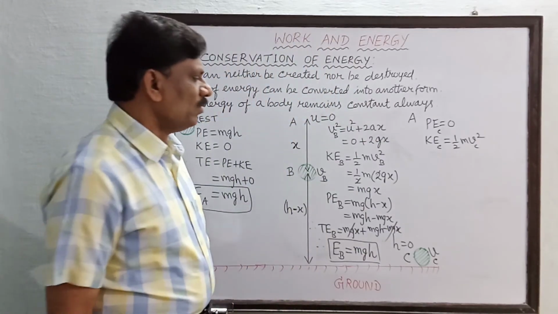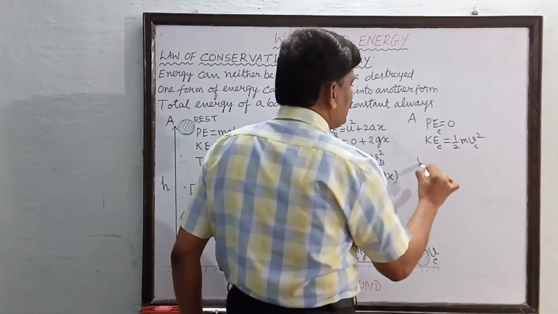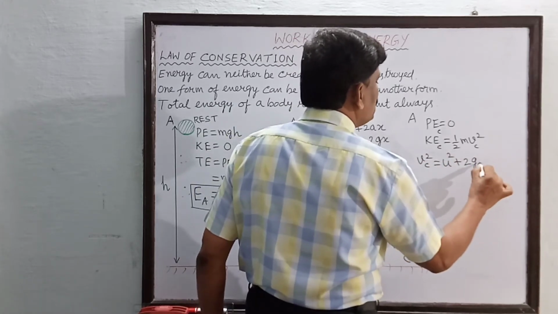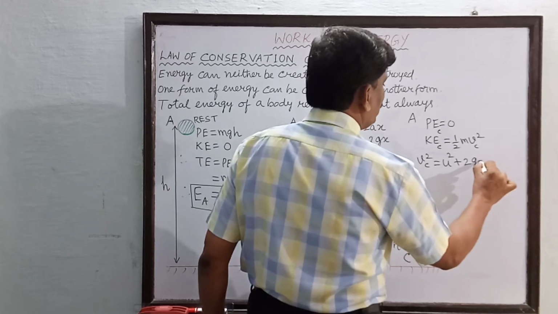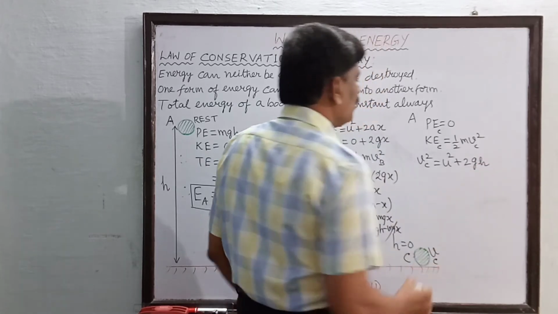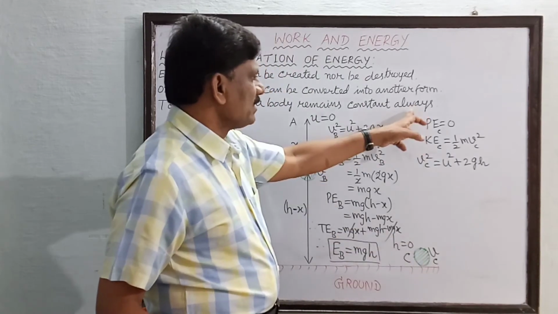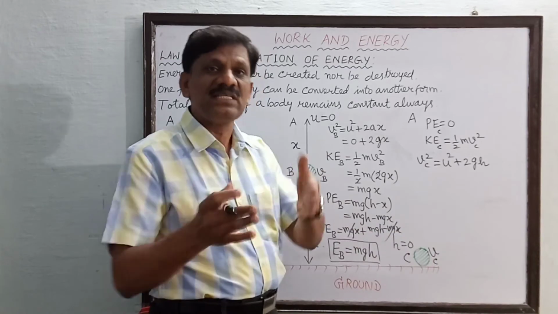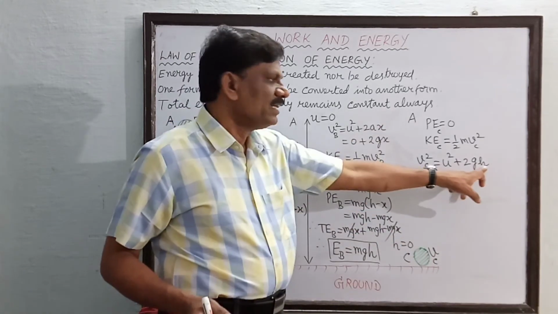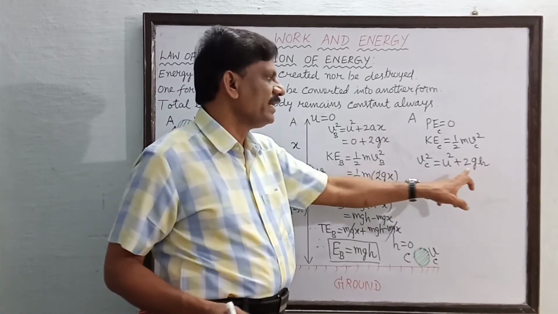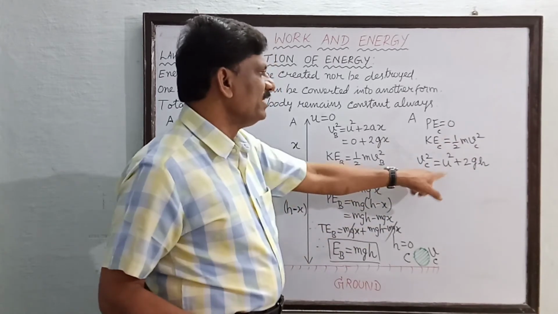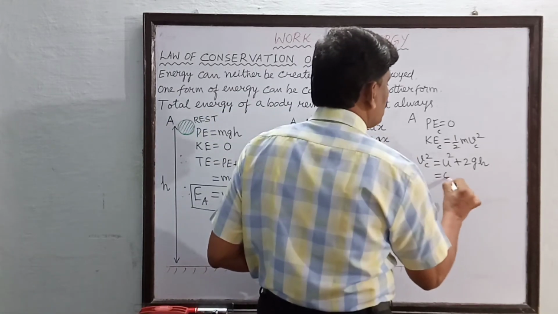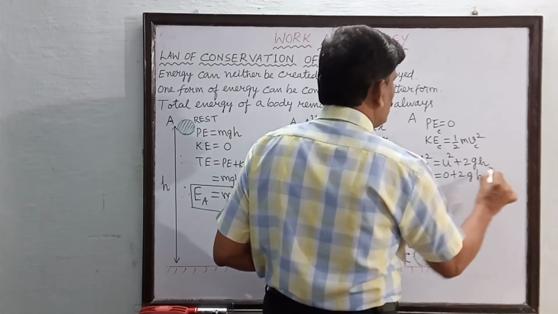Now we get an expression for Vc square. Vc square is equal to U square plus 2 into g into s, that is, 2 into g into h. In this case it has traveled a distance equal to the height h itself, from A to C. So it is equal to 2gh. And what is the initial velocity at the highest point? It is equal to 0. Therefore this is equal to 0 plus 2g into h.